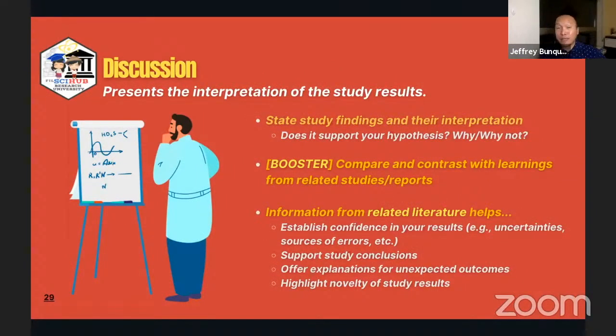Okay, discussion section. So the discussion section presents the interpretation of the study results. So again, kung yung inyong sa result section, you talk about size 5 to 10 nanometers. Pagdating sa discussion section, you as a writer should try to explain why. Bakit siya nag-form ng 5 to 10 nanometers?